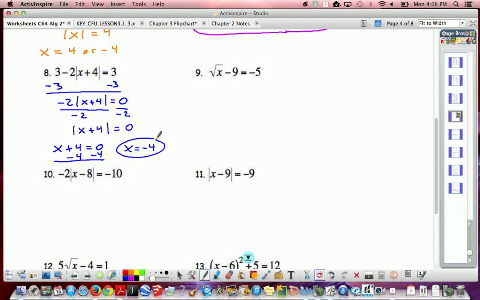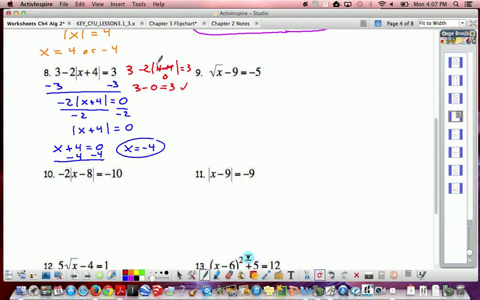Now, if I wanted to check it, I would just go, well, what's 3 minus 2 times the absolute value of 4 minus 4? Does that equal 3? Well, 4 minus 4 is 0. Absolute value is 0. So 3 minus 0, does that equal 3? Sure enough, it does. It checks.